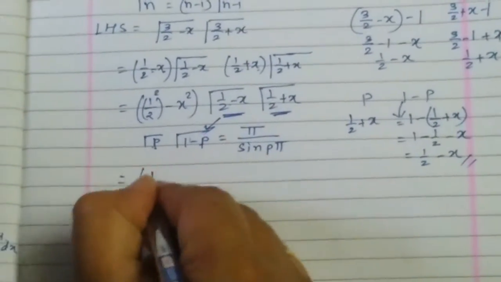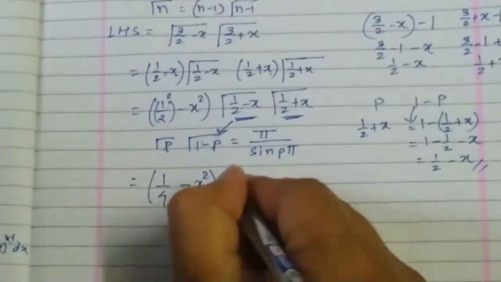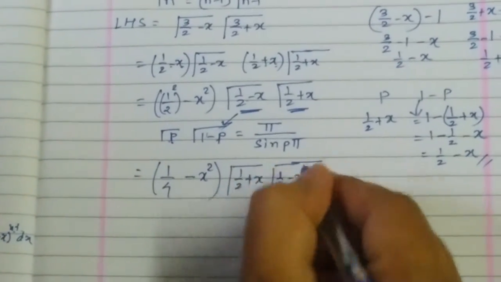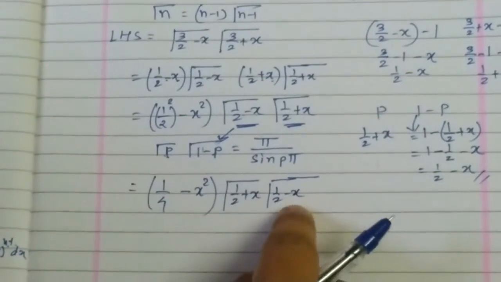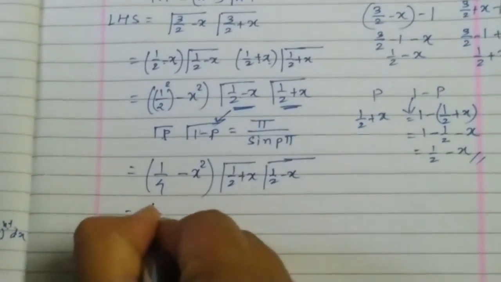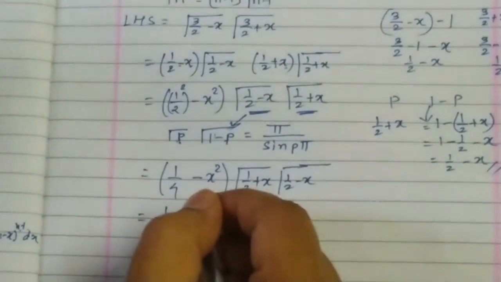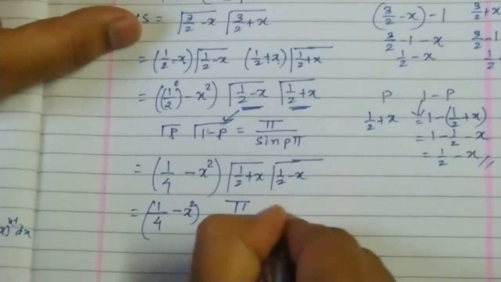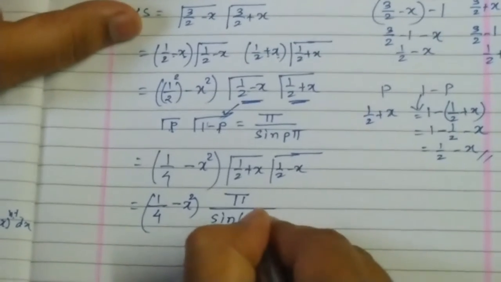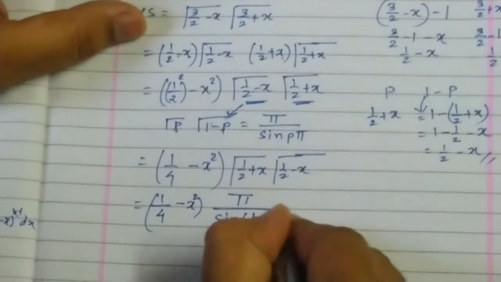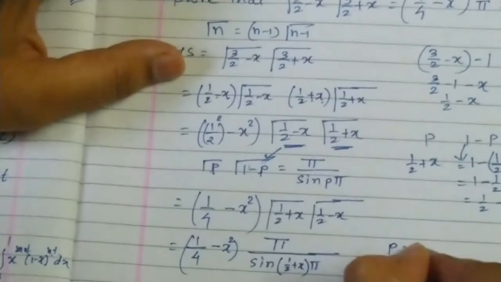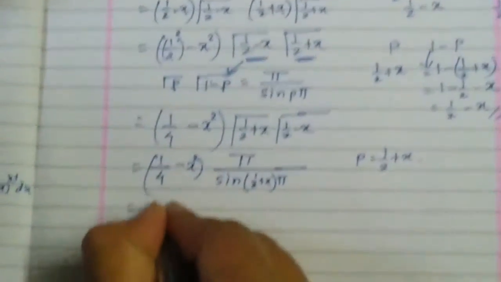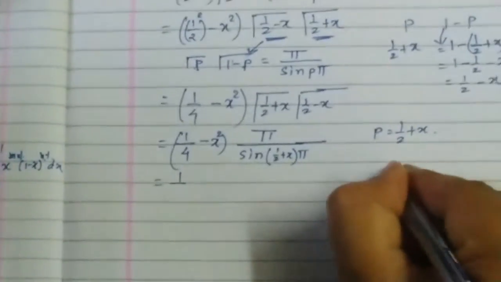So hence this term is gamma of 1 minus p and this term is my gamma of p. Okay, I will rearrange the terms. This is (1/4 minus x square) into gamma of (1/2 plus x) into gamma of (1/2 minus x). So this is gamma of p, this is gamma of 1 minus p. Hence one can write this as (1/4 minus x square) into pi upon sine of p pi, where p is 1/2 plus x. Okay.